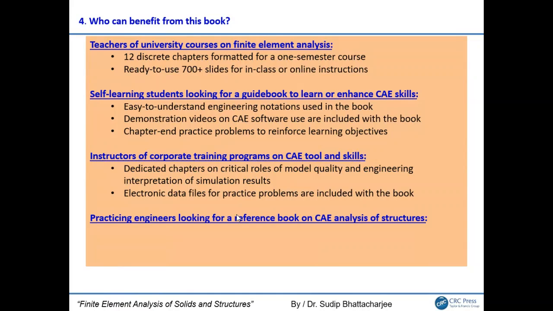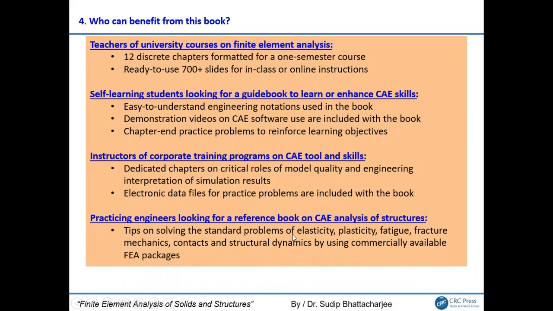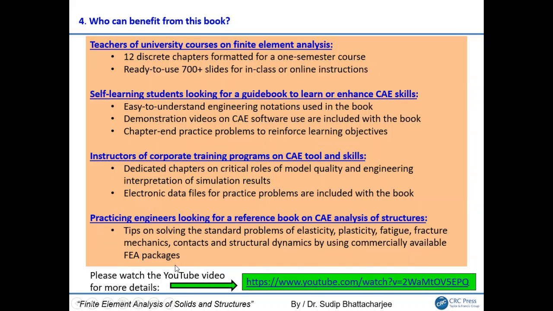If you are an engineer like me looking for a reference book on CAE of structures, you may find it as a good reference for solving the problems of elasticity, plasticity, fatigue, fracture mechanics, contacts, and structural dynamics by using commercially available FEA packages. You will find more details about the book contents in this video link.